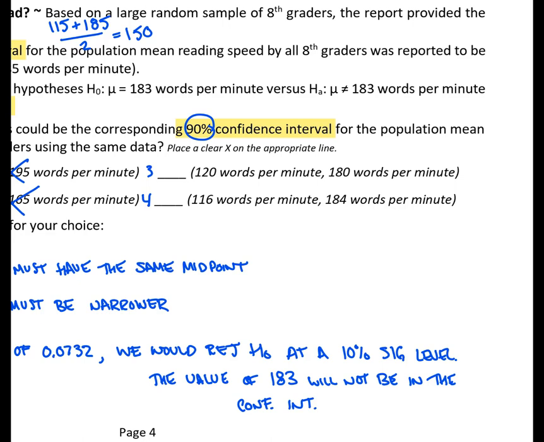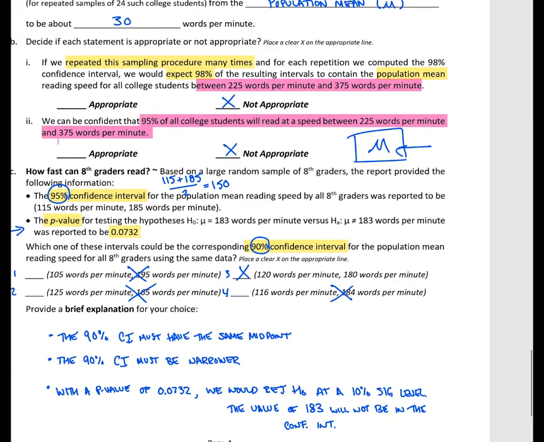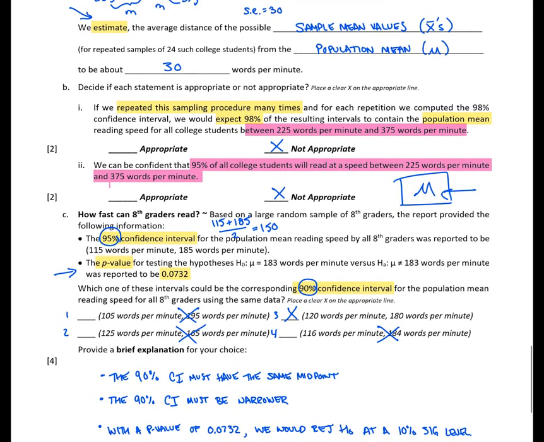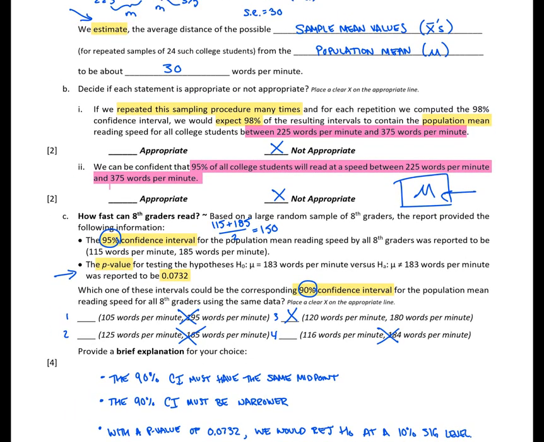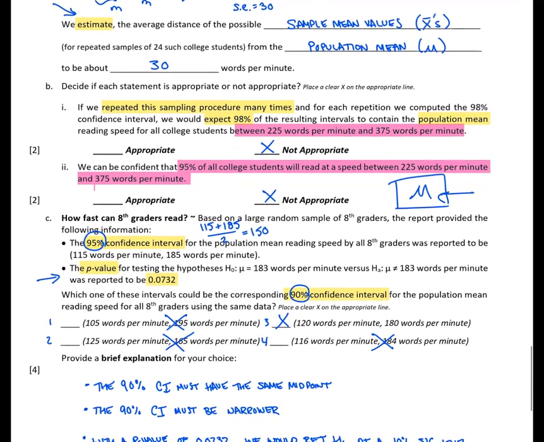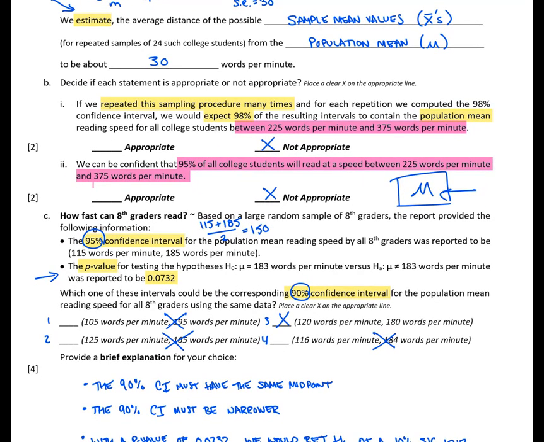So now we just examine the remaining two confidence intervals. We see that interval 4 does contain that value of 183, which is what we don't want. So we're left with our final answer of interval 3, one that does not contain that value of 183. So here, it was a tough problem, but we really had to think about all three aspects here. It had to share the same midpoint as our original interval. It should be narrower than our original interval. And we then use that additional information from the p-value that we should reject the null hypothesis, and thus that value of 183 should not be in the final interval that we have.